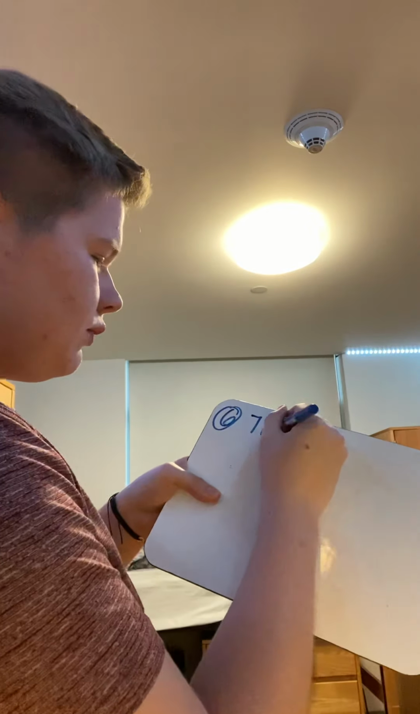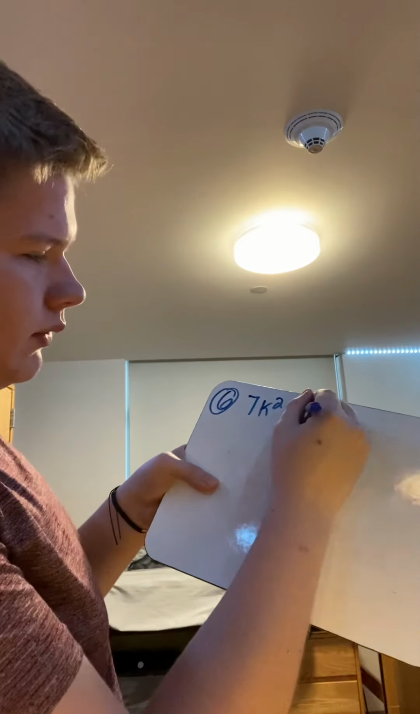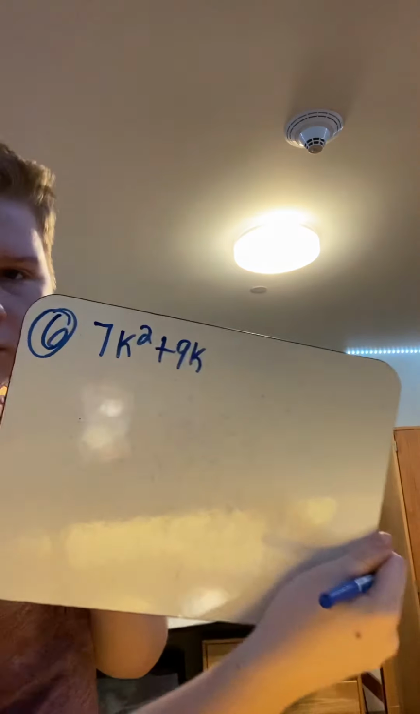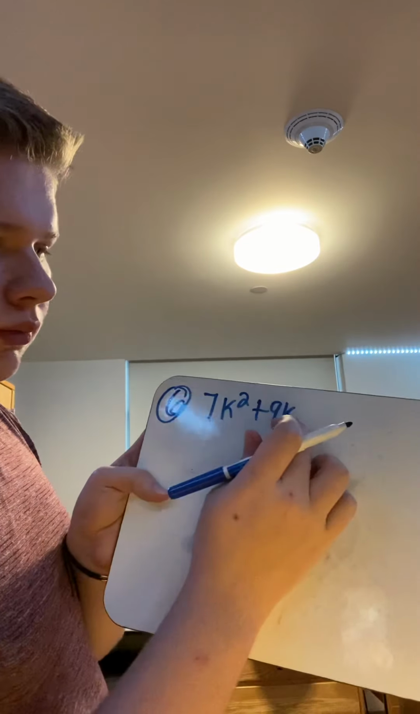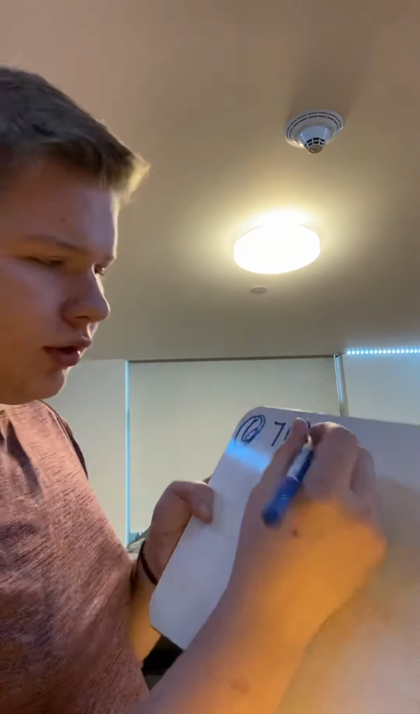So we're going to get even more into it now. Let's go over number 6. Now number 6 states 7k squared plus 9k. Now this may look a little scary because there's a number outside of the letter here, and there's also no constant, no other following number.